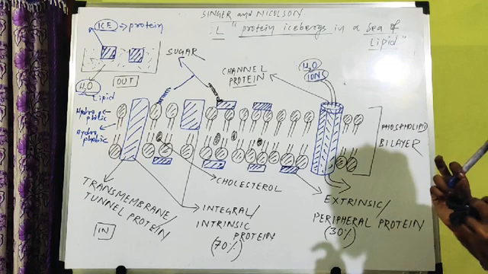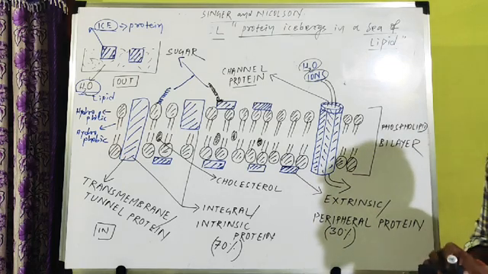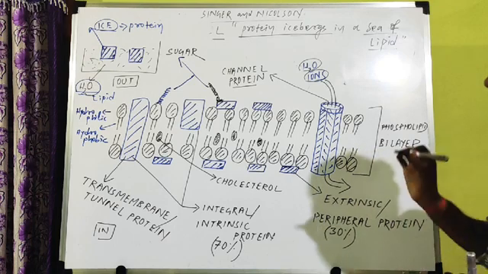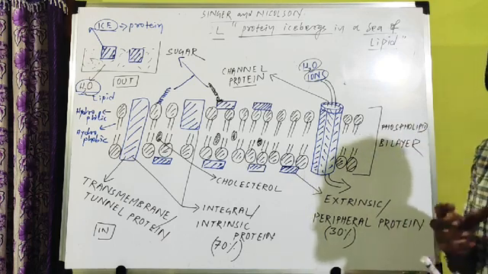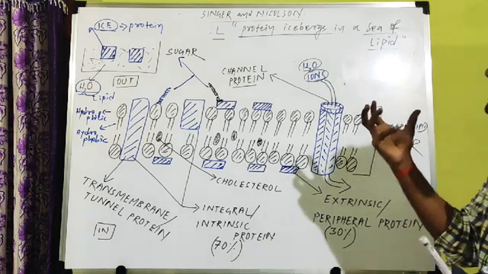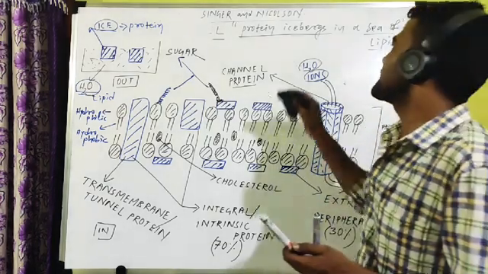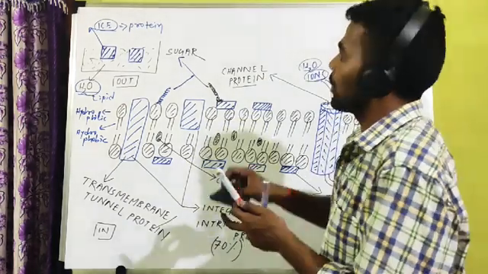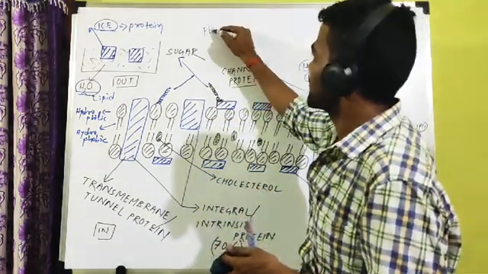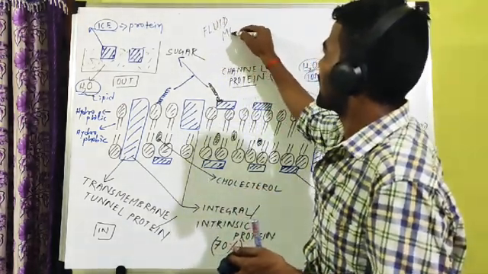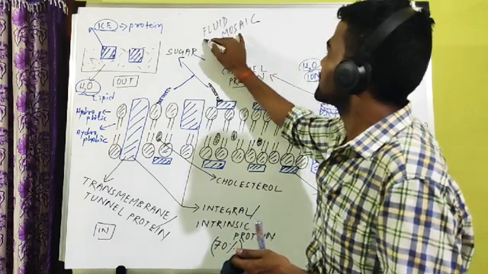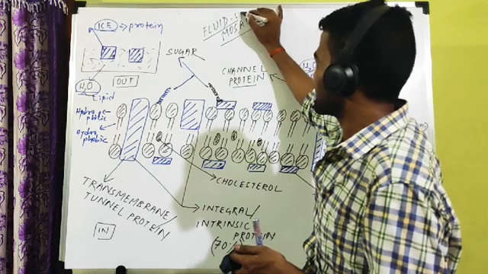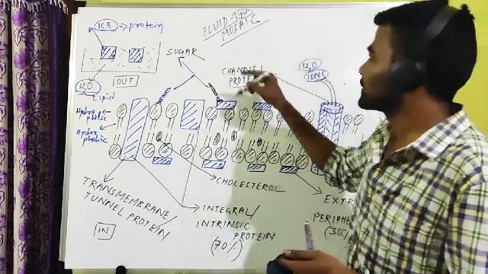According to Singer and Nicholson, the proteins are floating in the lipids, and this lipid represents a fluid part. As they are behaving as liquids, this represents the fluid part. So that's why Singer and Nicholson gave this model the name fluid mosaic model. What is the meaning of fluid mosaic? The fluid part is created by lipids.